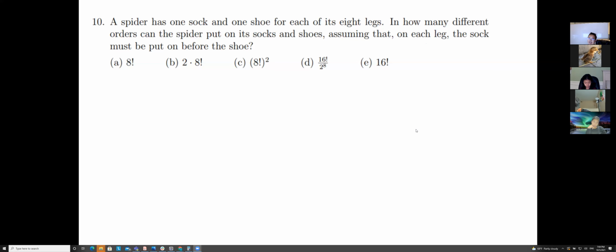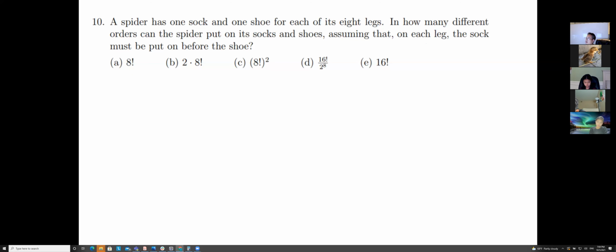There's 8 legs. Wait, what did you say? You said 2 choices. Can you be clear what two choices you're talking about? For a sock and a shoe. Sock or shoe? Yes. This is Anish. Okay, that's correct.